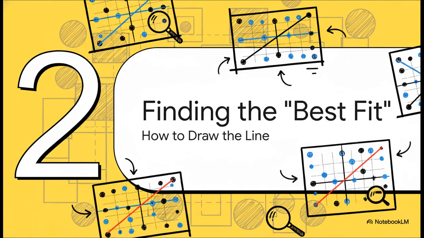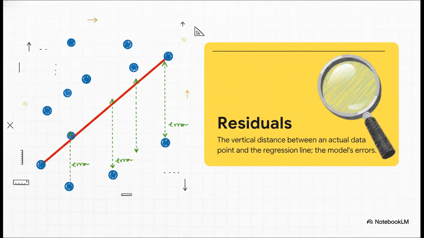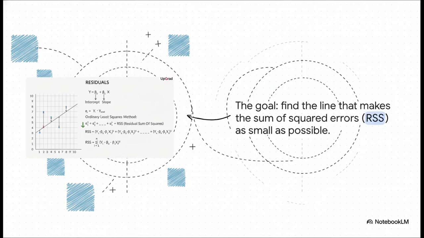But wait a minute, you're probably thinking, you could draw a ton of different lines through that data, right? A million of them. So how in the world does a computer know which one is the perfect one, the absolute best fit? Well, the secret sauce is all about measuring the mistakes. Seriously. For every single one of our real data points, we can measure how far away it is from our prediction line. See those little vertical lines? That distance has a name. It's called a residual. And really, it's just a fancy word for the model's prediction error, or its mistake for that one point.